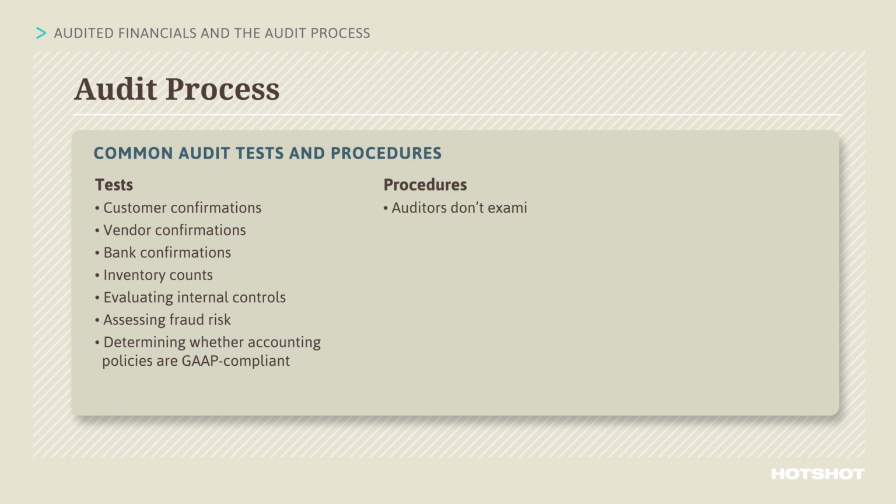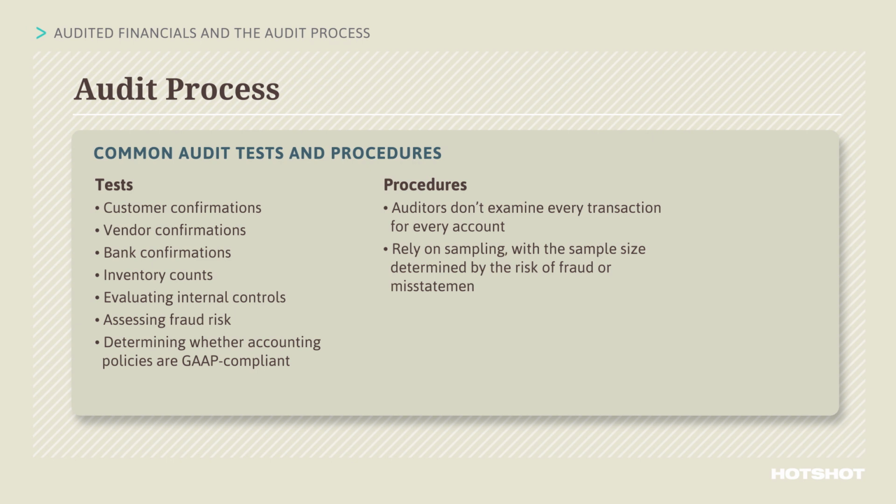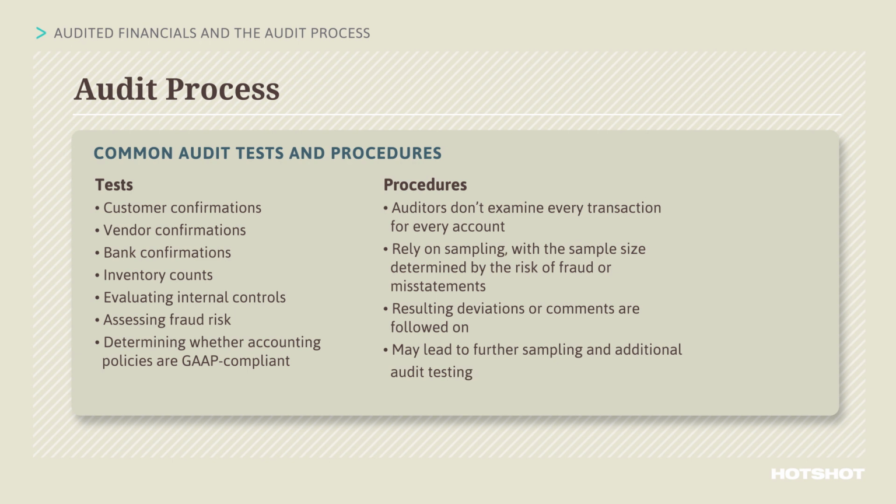Auditors aren't required to examine every transaction for every account. For example, they don't count every item in inventory. Instead, they rely on sampling. The sample size will be influenced by the risk of fraud or misstatements for the financial account being tested. Any deviations or comments that result from these procedures are followed up on, which may lead to further sampling and additional audit testing to ensure the account is properly stated.